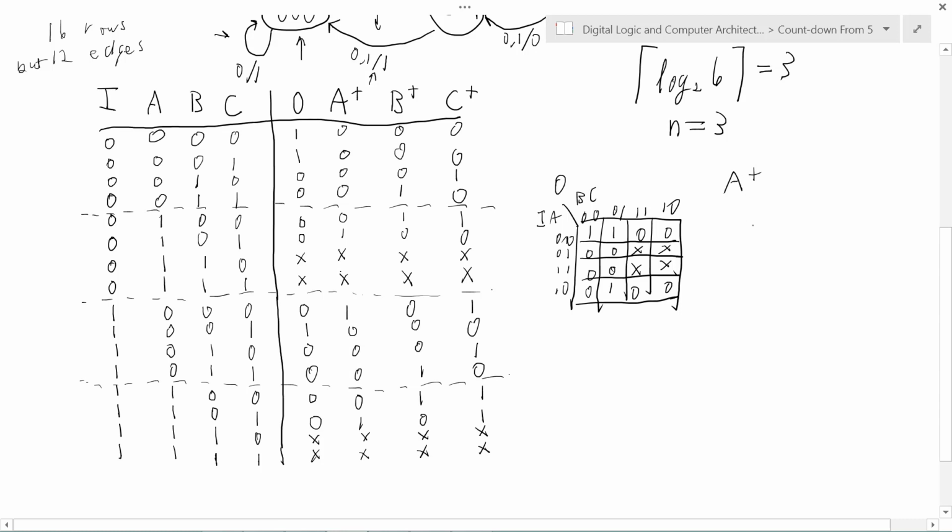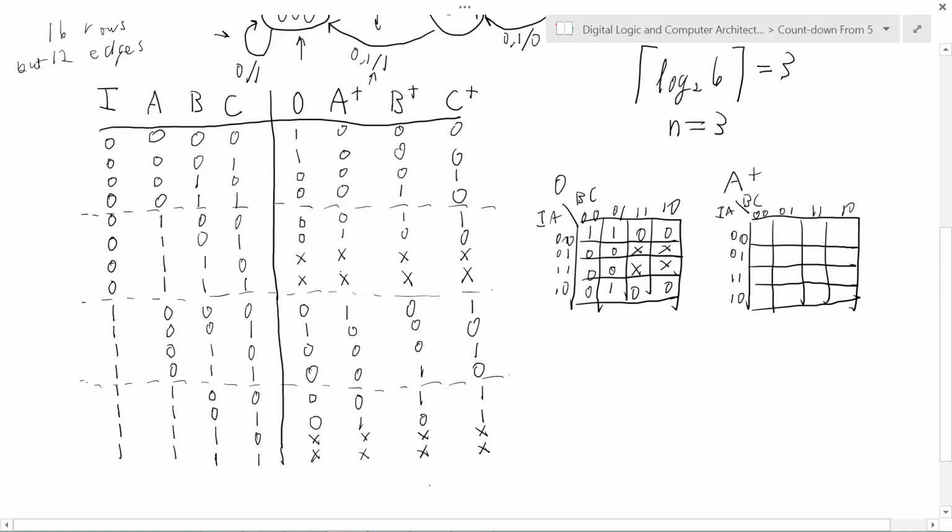Let's look at A plus. I, A, B, C. We're now going to look at this column. 0, 0, 0, 0, 0, 1, x, x, 1, whoops, 1, 0, 0, 0, 0, 1, x, x.